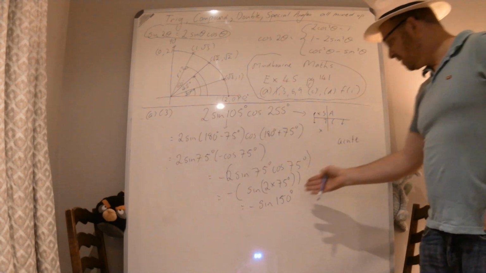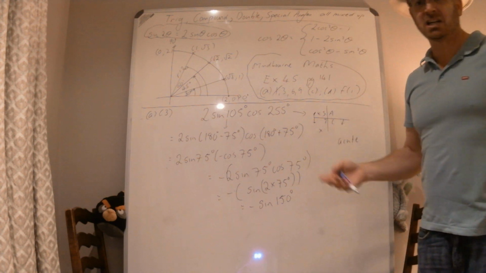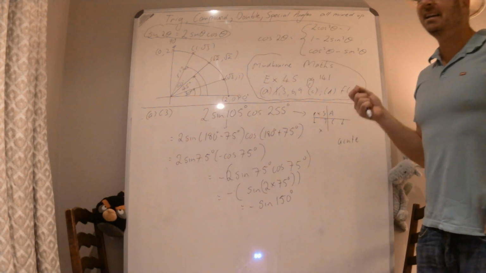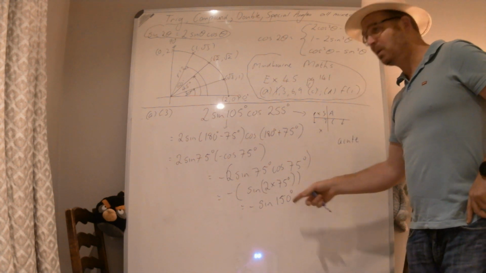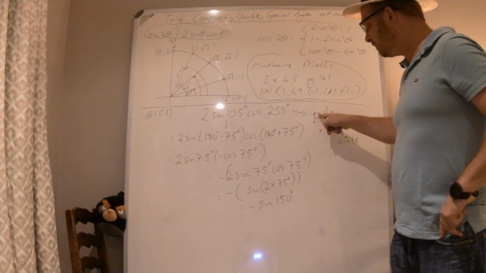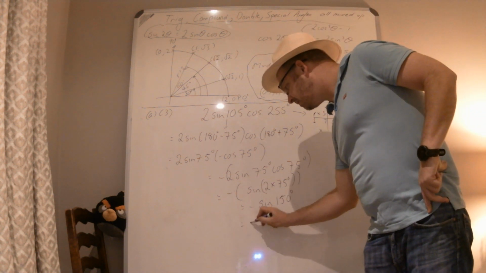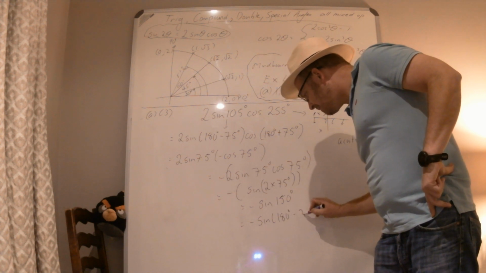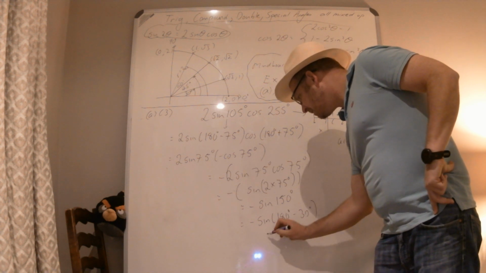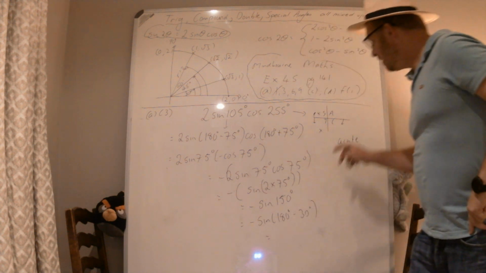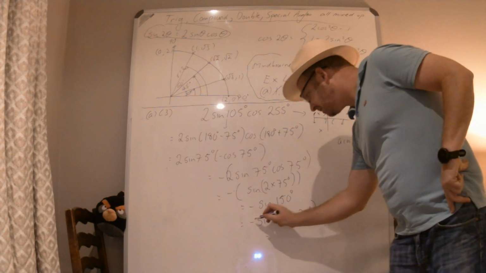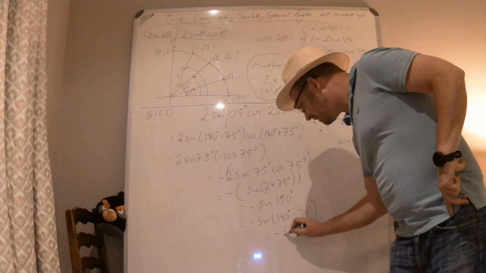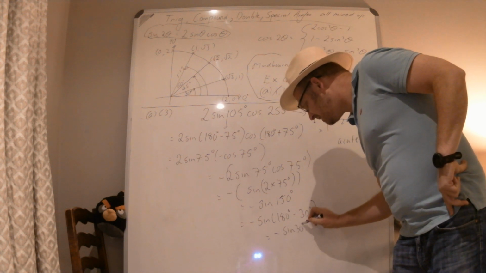And that should make you very happy. Why? Because you can get that to a special angle. What are your special angles? 30, 45, and 60 degrees. How can I get 150 to a special angle? Well, where's 150? In quadrant 2. So you're going to write that as 180 minus 30 degrees, which is sine of 180 minus, which stays positive. So I keep that negative, and that doesn't change. So that's just negative sine 30.